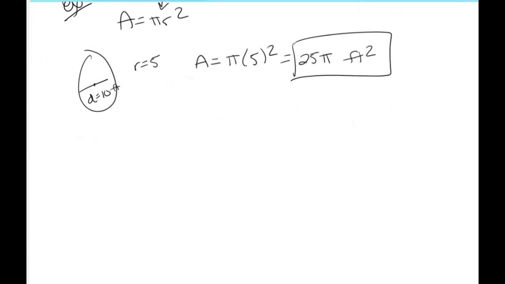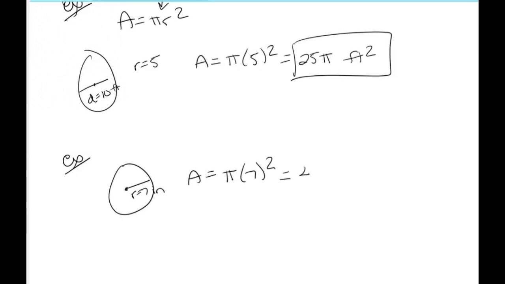Okay, let's do one more. Let's say you have a circle and you have a radius of 7. So then your area is going to be pi times 7 squared. And this is going to be 49 pi inches squared. So don't forget those units in there and practice leaving it in terms of pi.